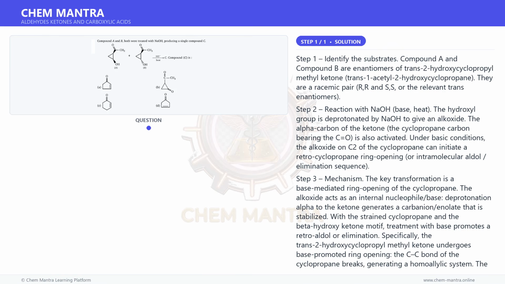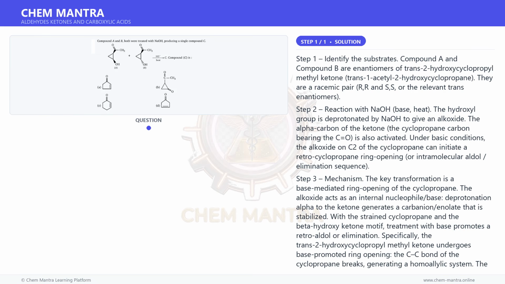With the strained cyclopropane and the beta-hydroxy ketone motif, treatment with base promotes a retro-aldol or elimination. Specifically, the trans-2-hydroxycyclopropyl methyl ketone undergoes base-promoted ring opening. The C-C bond of the cyclopropane breaks, generating a homoallyl system. The ring opening of the cyclopropane beta-hydroxy ketone under basic conditions gives a 1,4-dicarbonyl equivalent or an enone via elimination.